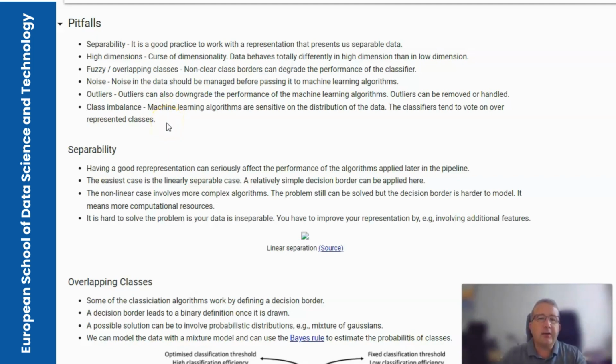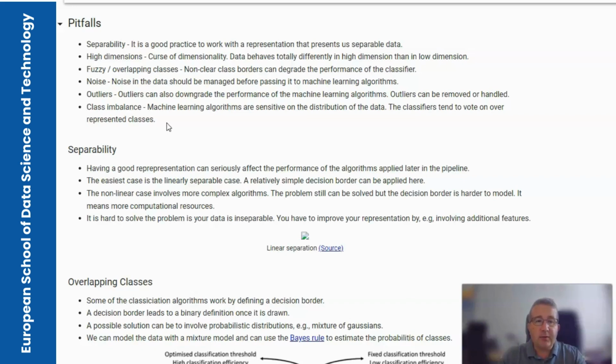And high dimensionality can also be a problem. I will talk about the curse of dimensionality later. I just would like to mention that data behaves totally differently in high dimension than in low dimension. So if you try to work with high dimensional data, then the first thing to do is to apply representation learning techniques, which are unsupervised learning algorithms, in order to reduce the dimensionality of the data.